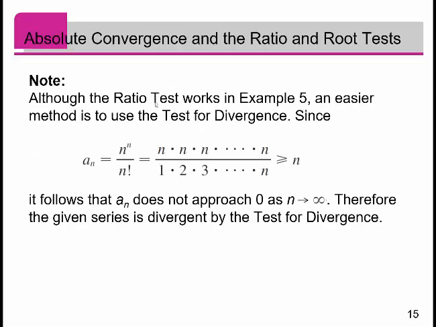All right, although the ratio test works in example 5, an easier method for this is to use the test for divergence. We can see that a sub n, which is n to the nth power divided by n factorial, is equal to this, which is definitely greater than or equal to just n. It follows that a sub n does not approach 0 as n goes to infinity. So therefore, the given series is divergent by the test for divergence.